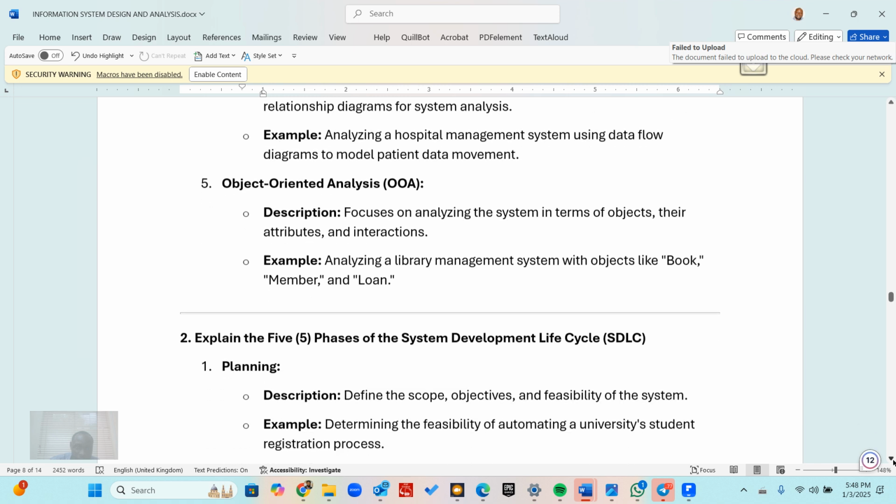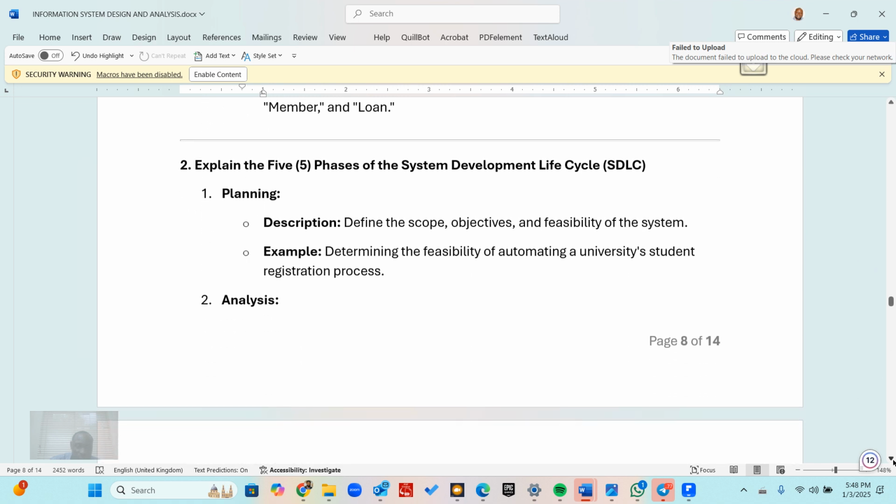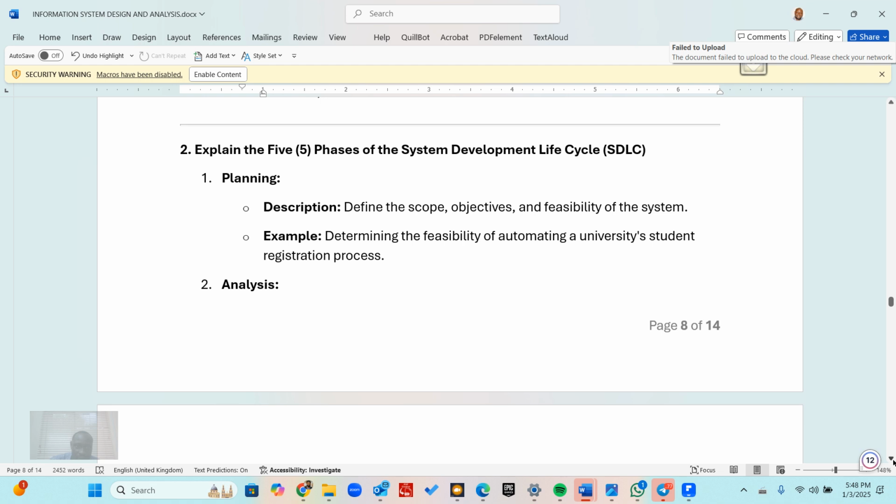So we are moving to the second question. Explain five phases of system development life cycle, SDLC. The first stage is the planning, defines the scope, objective, and feasibility of the system. It helps to determine feasibility, for example, automating university student registration process. So this is just about feasibility, scope, and objective.